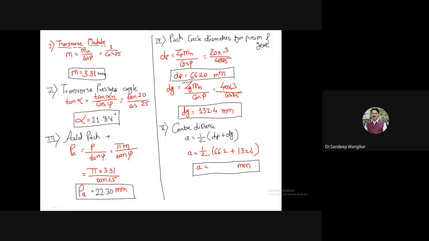Now I have written the formula directly as dp plus dg. In one of the numericals, dp is nothing but zpmn divided by cos psi, and dg is zgmn divided by cos psi. If at any time we have the center distance with us, then we can calculate the normal module or psi angle if other things are given. This is a very important aspect. We will take one more problem based on this also. This is a very straightforward problem.